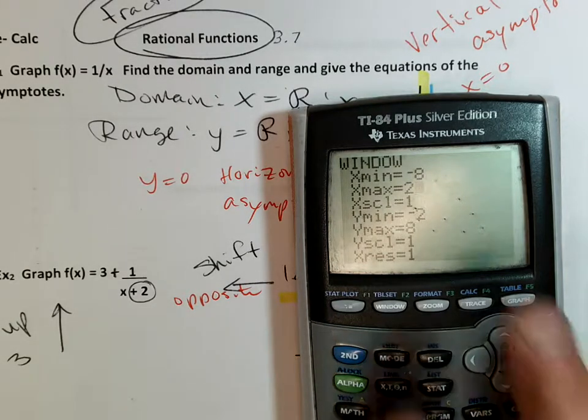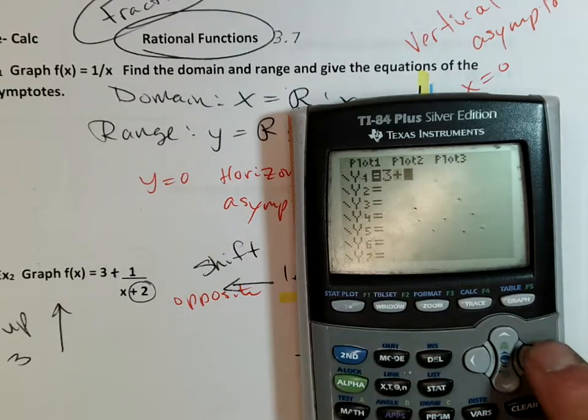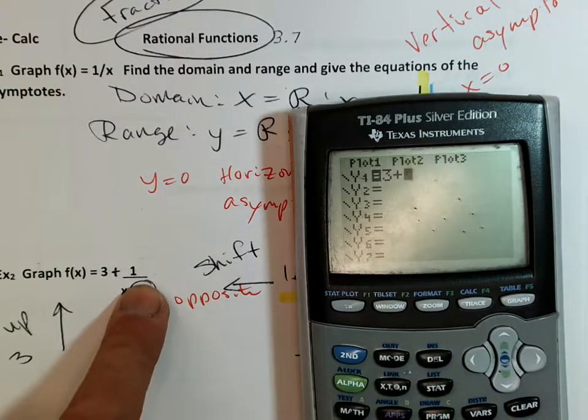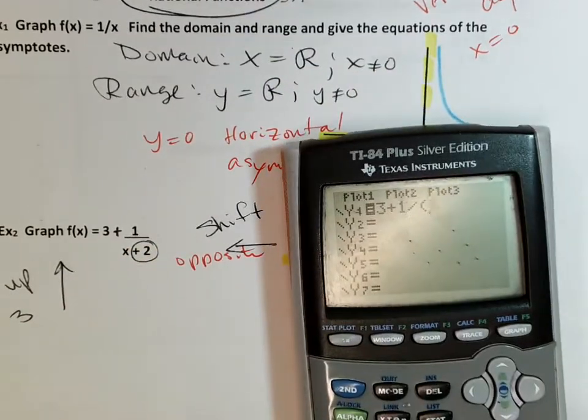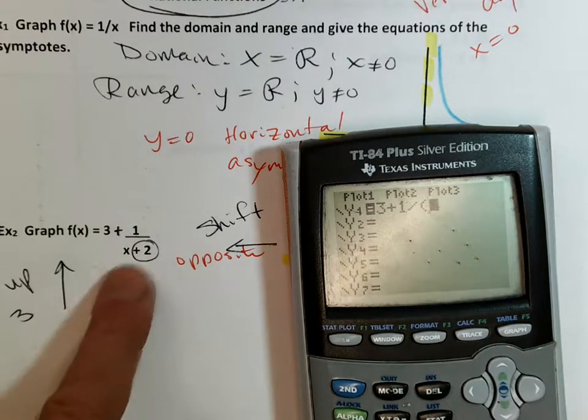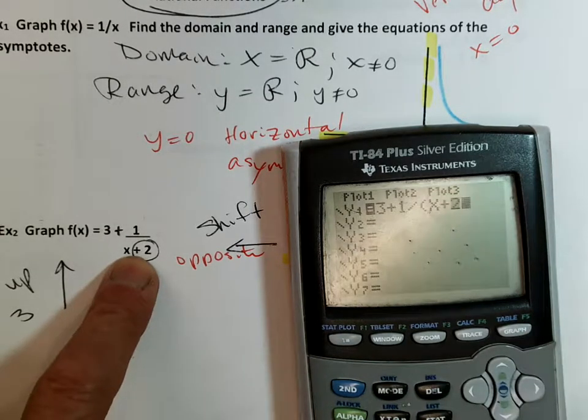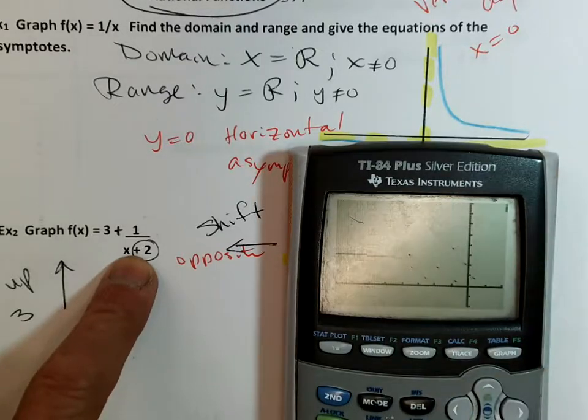Okay, so then y equals 3 plus my 1 divided by parentheses. Gotta have parentheses because you need the x plus 2 on the bottom. Parentheses. Gotta have parentheses. X plus 2, and then I'm going to graph it.